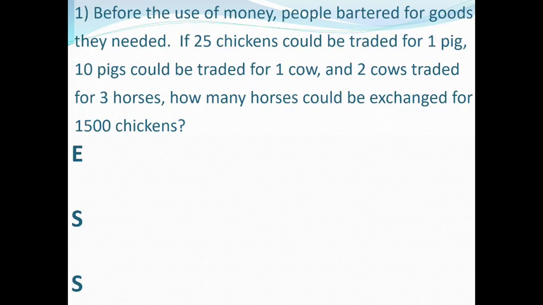So if my first goal in this GUESS method is to find my given and my unknown, I'm going to focus on the question, which now is at the end with the question mark. How many horses could be exchanged for 1,500 chickens? So my given here is 1,500 chickens. That's what I've got. And I don't really want chickens. I want horses. So I want to figure out how many horses could be exchanged for this 1,500 chickens.